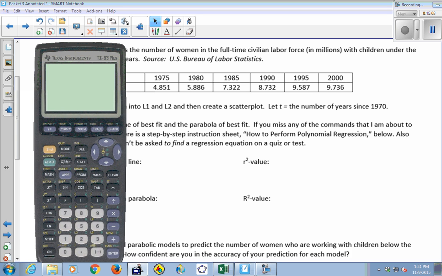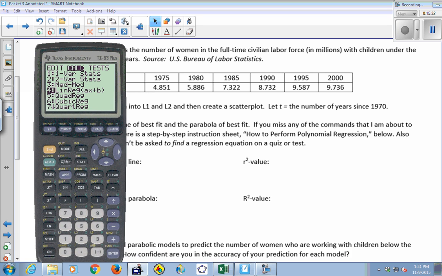All right, so now I want to do some statistical analysis of my data, right? So I go into my stat button again, but this time I want to do some calculations. I want it to calculate the line of best fit and the parabola of best fit. So I cursor over to the calculate menu, and options 4 and 5 are linreg for linear regression and quadreg for quadratic regression. Okay, so we'll do the line first.